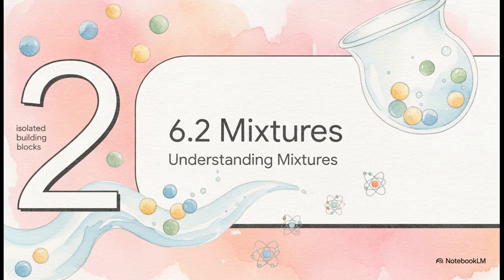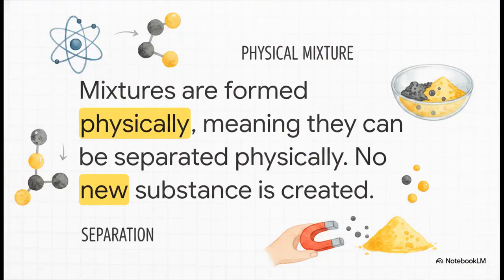Moving on to section 6.2, Understanding Mixtures. All right, so we've got the individual building blocks down, but what happens if we put different substances together in a bowl, but we don't force them to chemically bond? Well, we get a mixture. The absolute golden rule here is this.